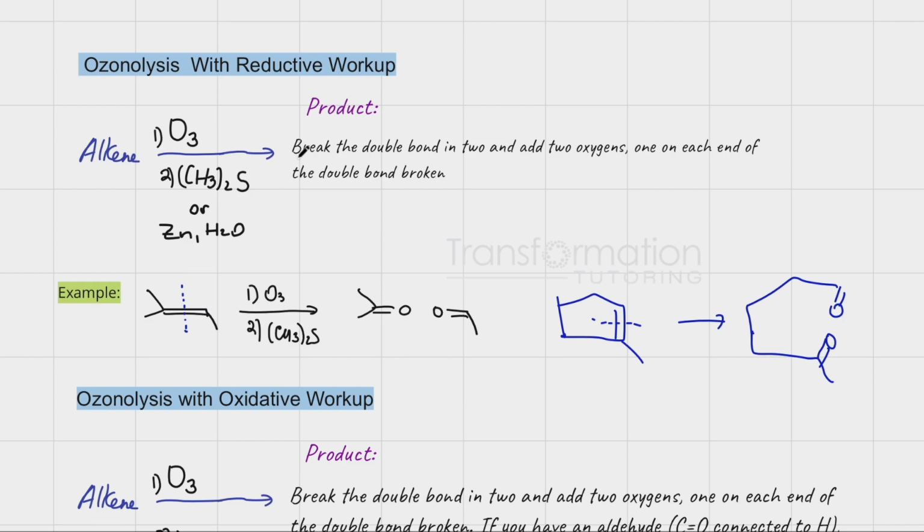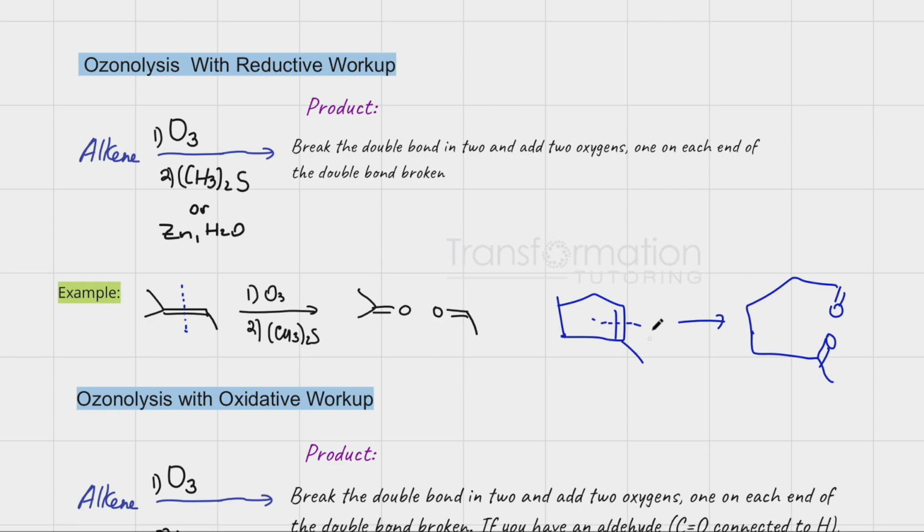For the product, what we have to do here is break the double bond in two halves, and we have to add two oxygens, one on each end of the double bond broken. So here's my double bond. I break it in half, two halves, and I add an oxygen to each of the halves that was broken. These are my two products. Notice if I have a double bond not in the ring, I'll have two products.